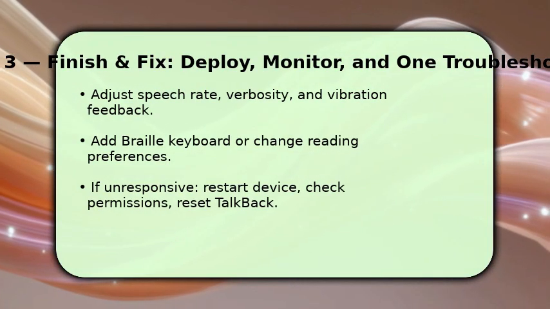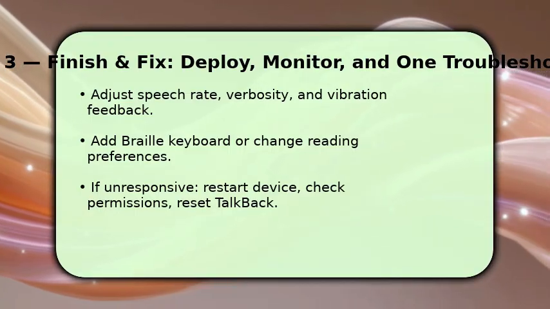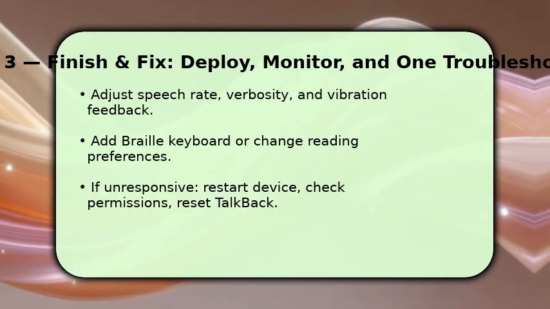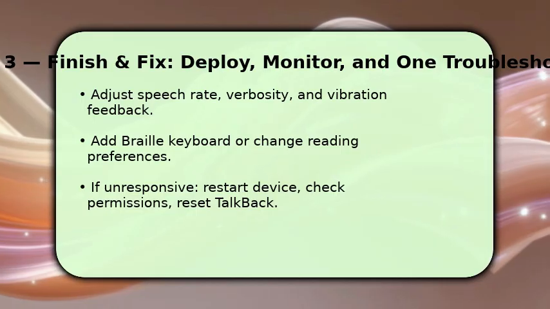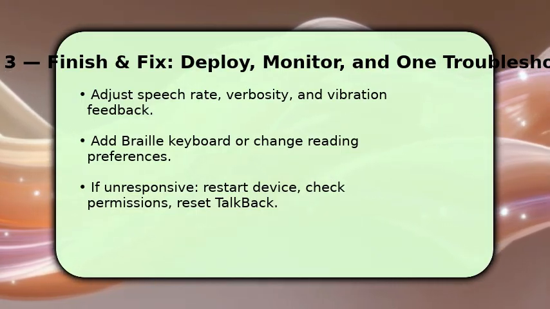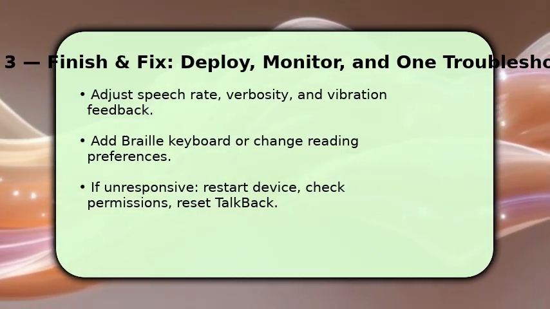Open Talkback settings to change speech rate, verbosity, and vibration feedback. Slower speech helps learning, faster saves time later. Add a Braille keyboard or tweak reading preferences for text and punctuation if you need finer control.